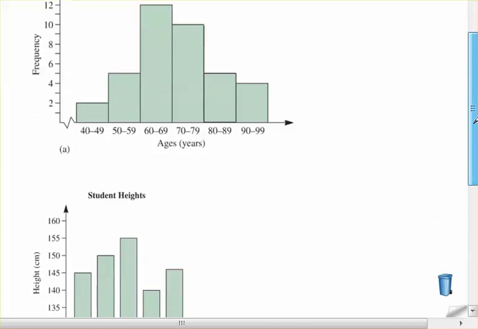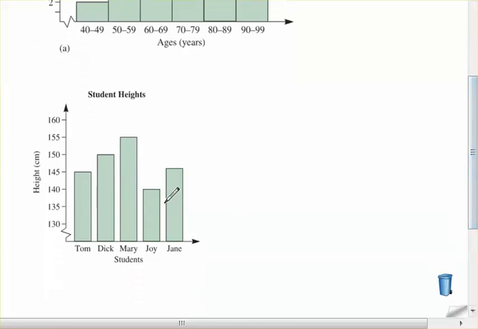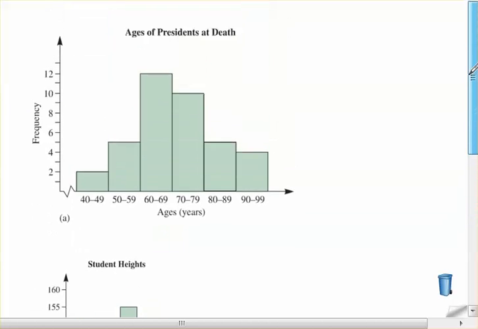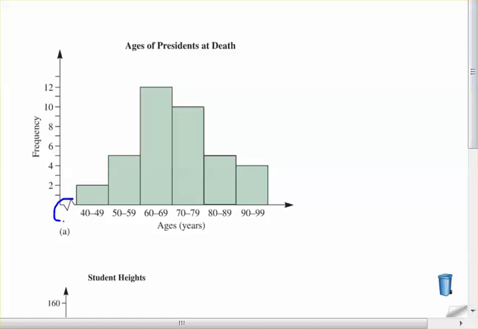A bar graph, if I move that down here, here's a bar graph. You notice that we have spaces in between each one of those bars. That's what makes it a bar chart. I also want you to notice here, right here we have a little squiggly line. That means that something has been left out of the scale here, and we can see our scale.